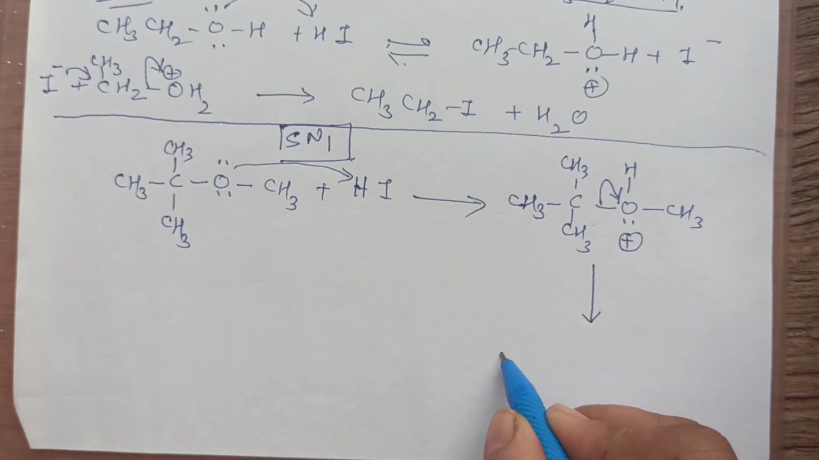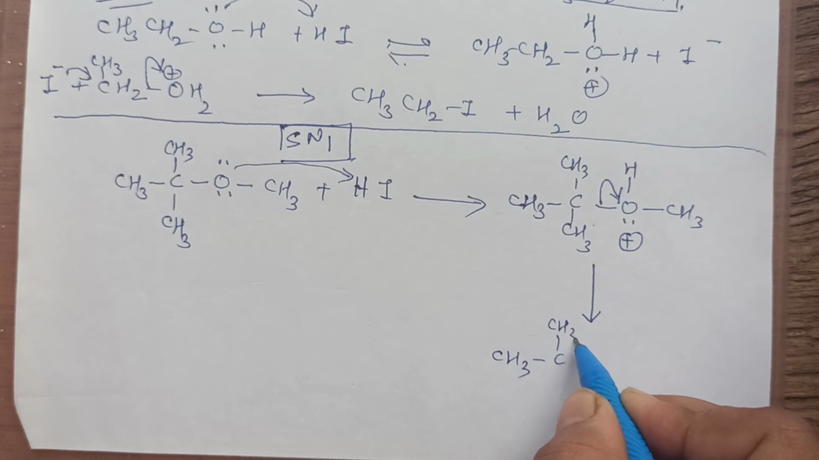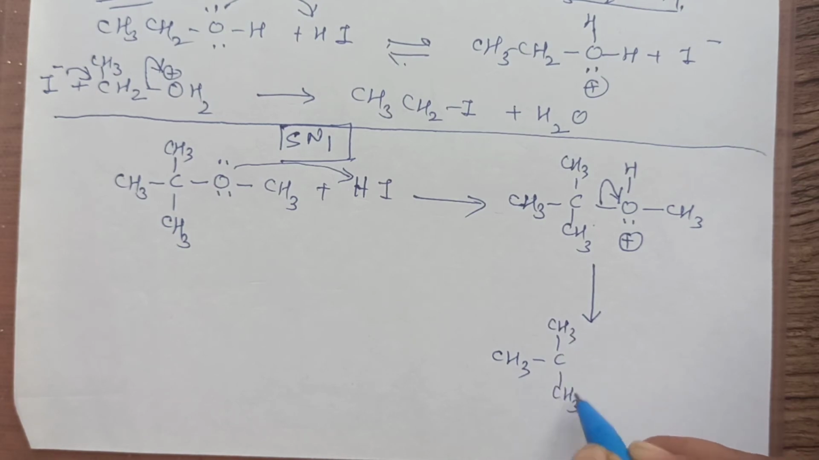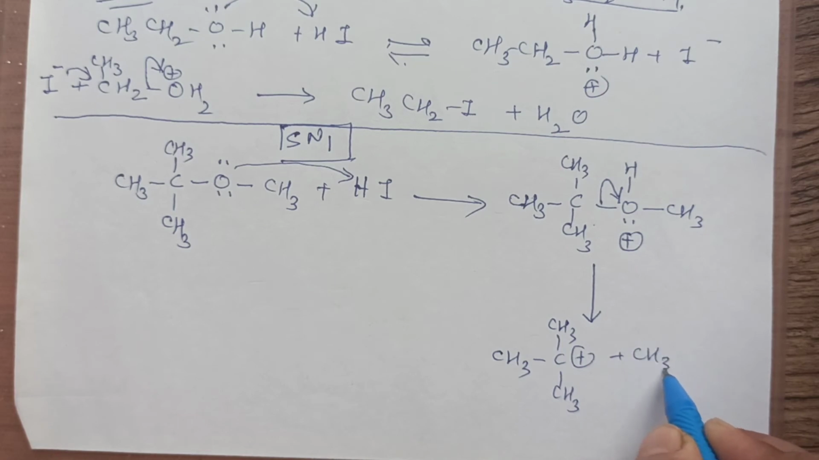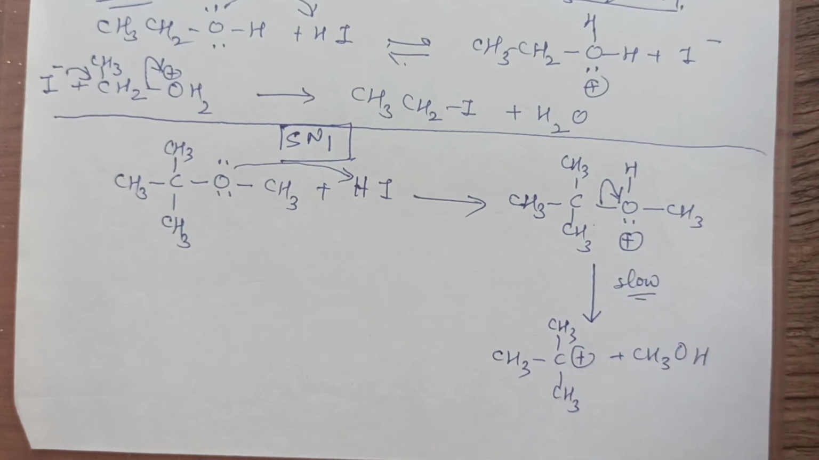So what are you getting now? CH3, C, CH3, CH3 with a positive charge over it. This goes, meaning you are getting methanol here. You are getting a tertiary carbocation. This is a slow step. That means it is the rate determining step. So this is the tertiary carbocation form.